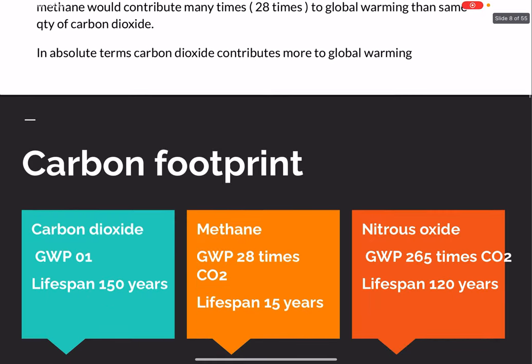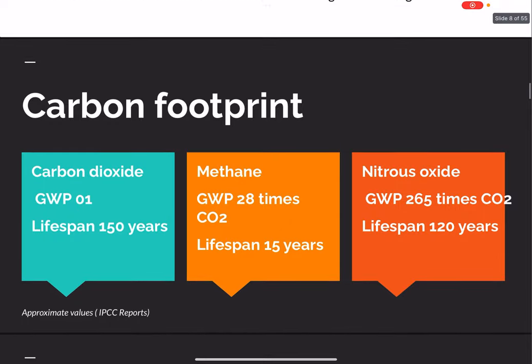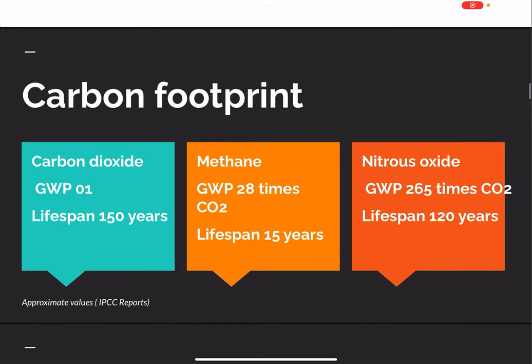So, if you look at the data, you would find that, as I mentioned, CO2 has a global warming potential of 1, and methane has a global warming potential of 28. Nitrous oxide has a global warming potential of 265. It means that it has a global warming potential 265 times that of CO2.